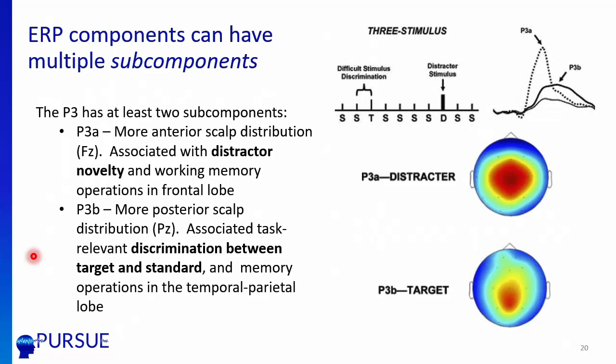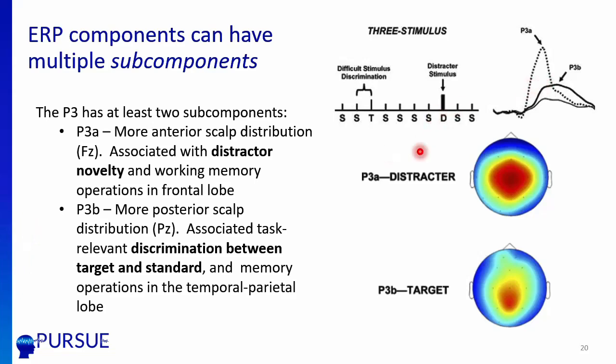One example is the P3. The P3 actually has different subcomponents that have been identified. So over here you see a trial sequence. S stands for standard, so it's a standard stimulus that's shown, and then all of a sudden there's a target where the person has to make a response. If we include some sort of distractor stimulus, one that's neither the standard nor the target, we'd get the P3A, right? The P3A reflects this novelty from the distractor stimulus. But when we shift from a standard to a target, we'd get the P3B, which is associated with different cognitive processes in and of itself.